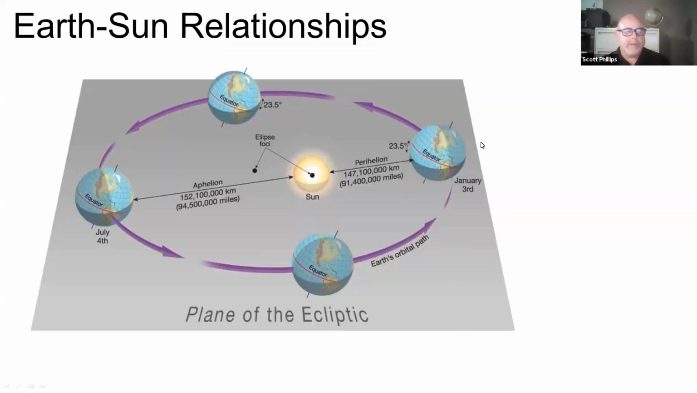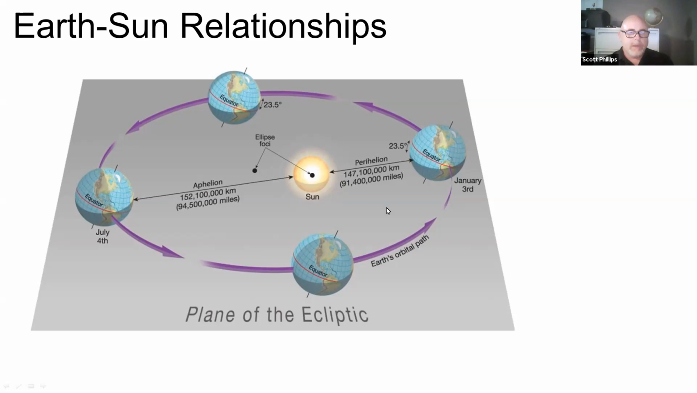Okay, next I want to talk about Earth-Sun relationship. So the relationship of the Earth to the Sun. Now, this is a figure kind of describing some of this. This is something called the plane of the ecliptic. It's an imaginary flat plane on which the Earth is moving around the Sun.